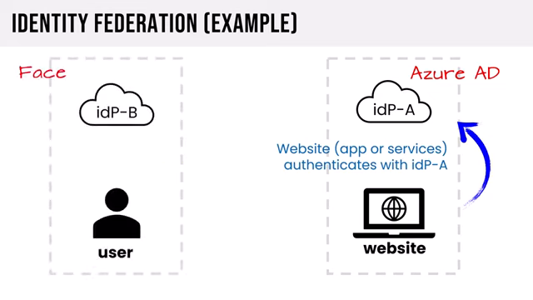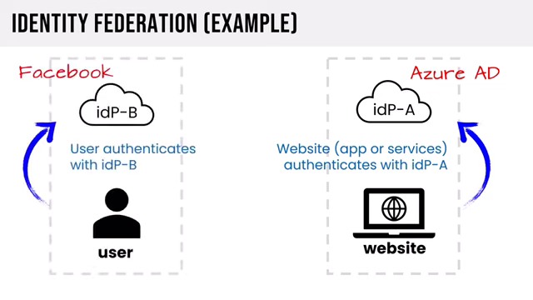I have a user who wants to authenticate with identity provider B. Let's say they're a Facebook user, so they don't have an Azure Active Directory account, and I want to facilitate easy authentication of Facebook users to my website without requiring everyone to have an Azure AD account. So what I can do is configure federation.